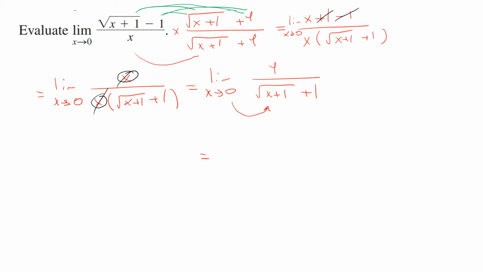So if I do that, I would get 1 over root 0 plus 1 and a plus 1, which would come to 1 over 1 plus 1, and then my answer would be 1 over 2.